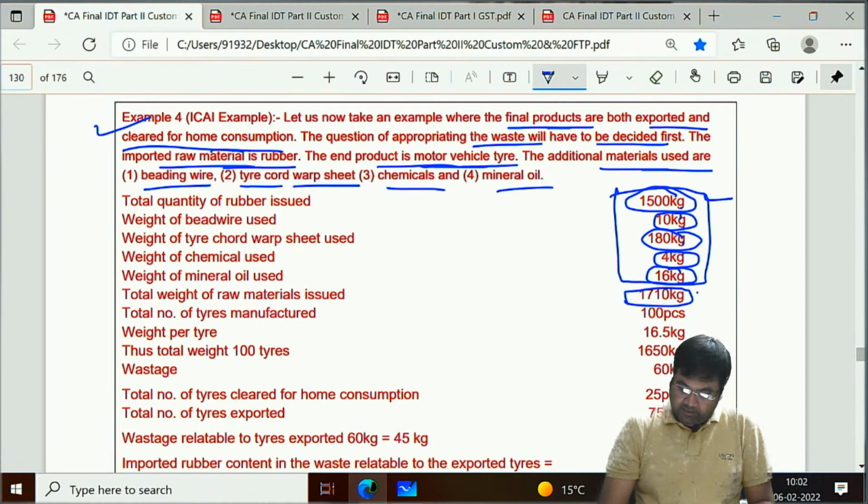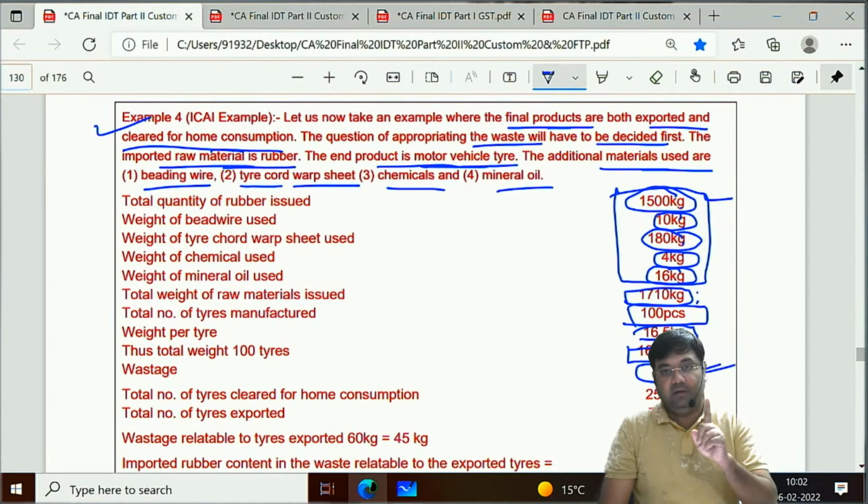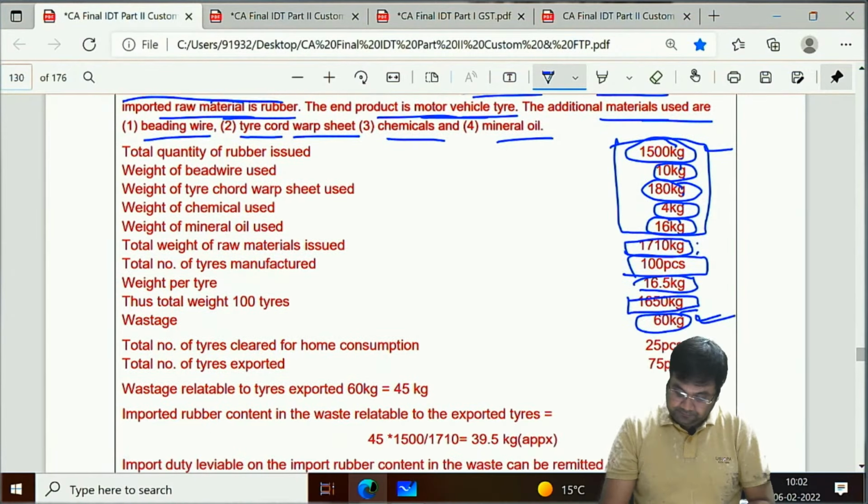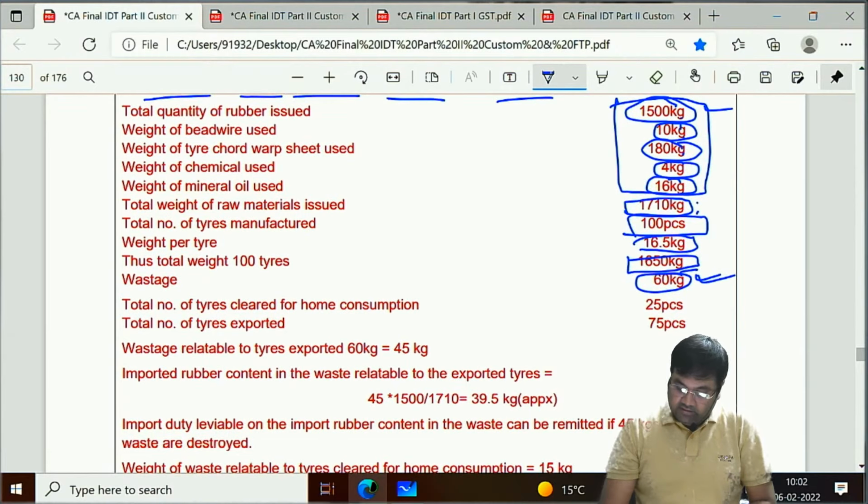Total number of tires manufactured 100 pieces. Weight per tire 16.5 kg. So total tire weight is basically 1650 kg. It means 60 kg is the waste. Okay, because total raw material weight is 1710 kg, and the tire weight, which is basically the manufactured finished goods, is 16.5 kg one tire into 100 tires they manufacture. So basically 1650. So 60 kg is waste.